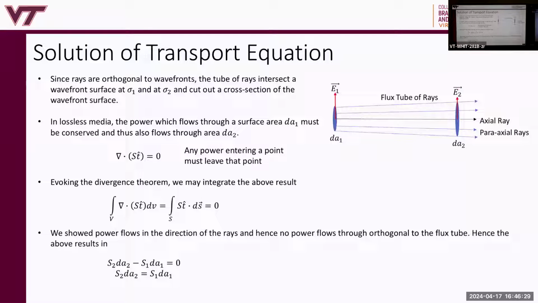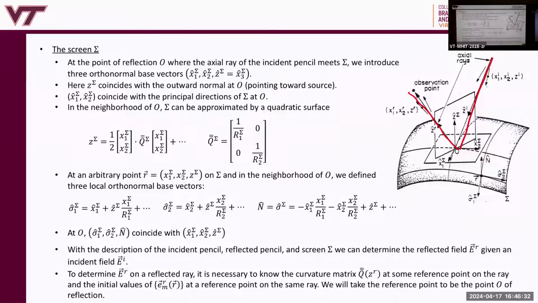All right. So, good. Okay, so at the point of reflection, we introduced three orthonormal base vectors, now x1, x2, and x3, but they have superscript sigma now. So here's x1 sigma, x2 sigma, and z sigma. So the surface has its own coordinate system. Z sigma coincides with the outward normal at O. And we said for surfaces and wavefronts, the normal is always chosen to be toward the source, right? So we're assuming the incident field's coming this way. That means the normal is always back toward the source, right?